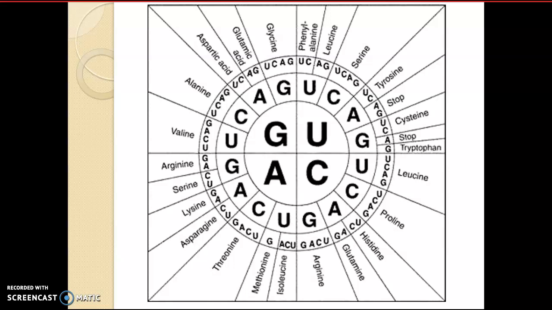So we'll do GAC. So we're going to start again on the innermost part of that circle. So now G is in the upper left quadrant. Then we're going to go again in that upper left quadrant to A. So from G to then A. And then you'll see that C, off of that A, would lead us to aspartic acid. Again, if you guys have questions about how to read these, just let me know in class.